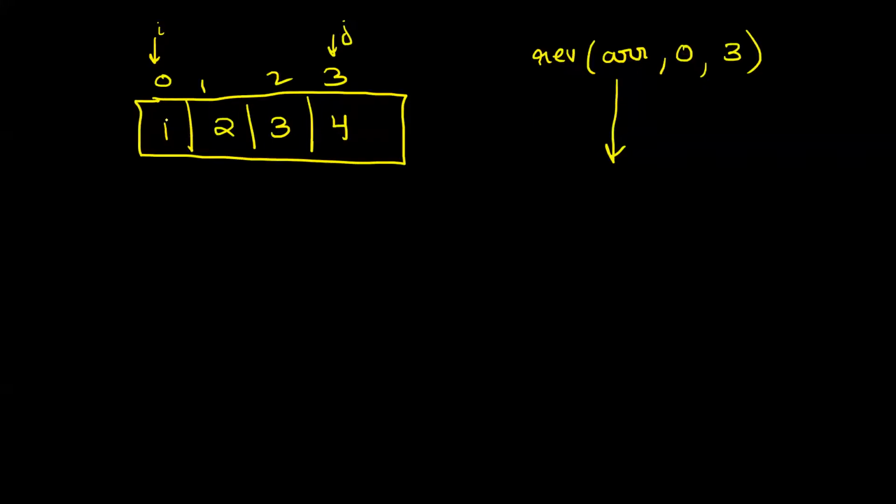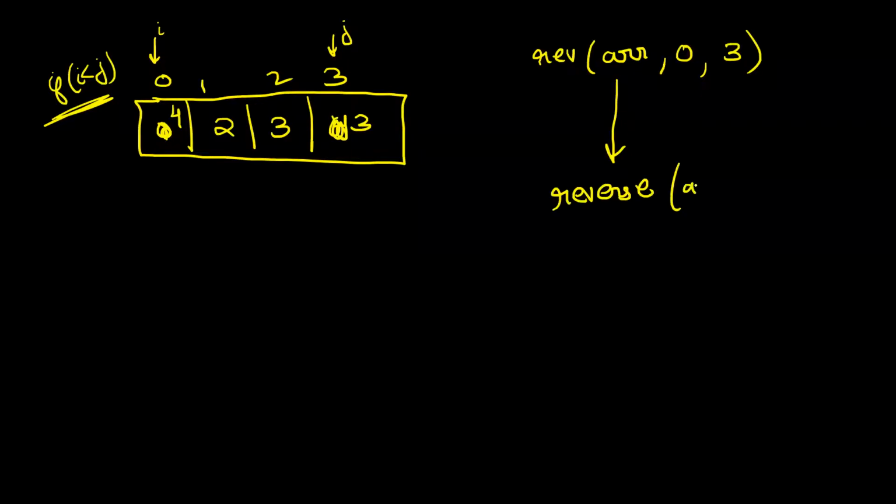I will swap. See guys, if i is less than j, then only you will do a swapping. So i is less than j, so I do a swapping. 4 comes here and 3 goes here. And then what will I do? I will call a reverse.